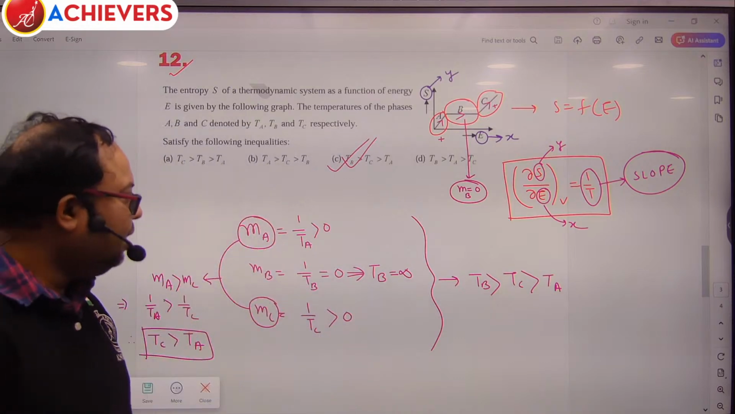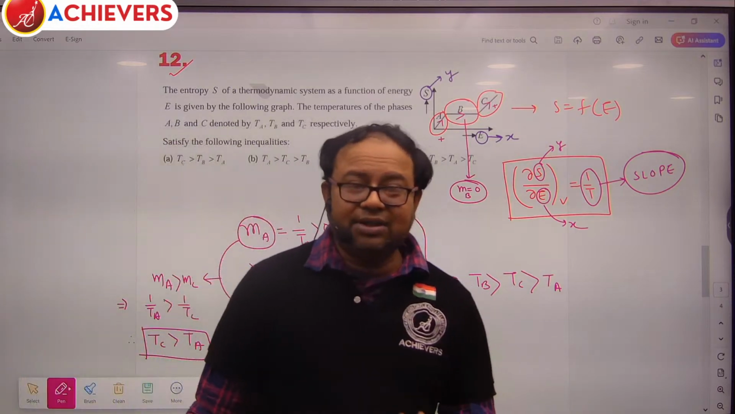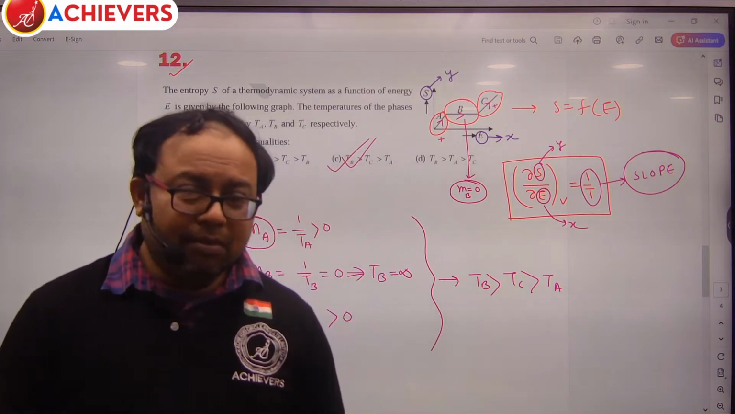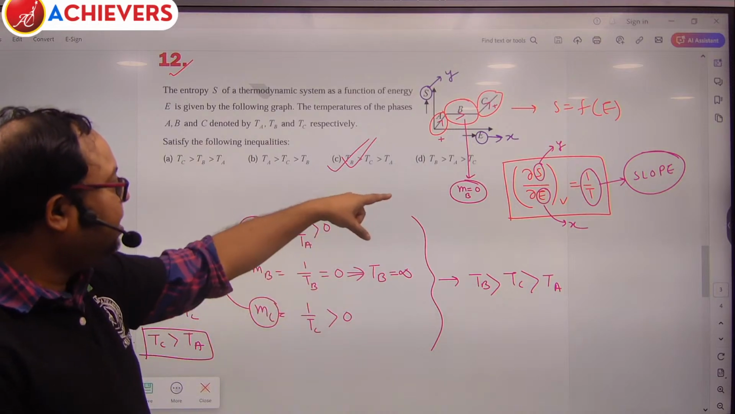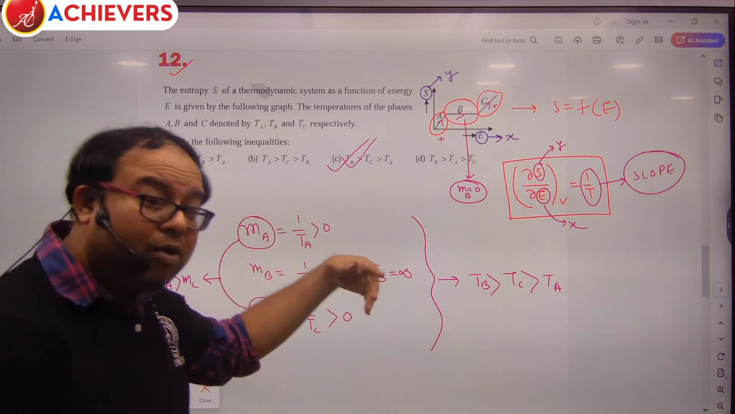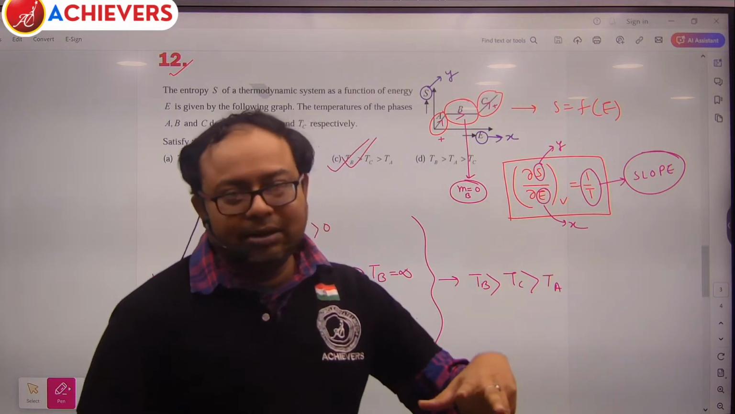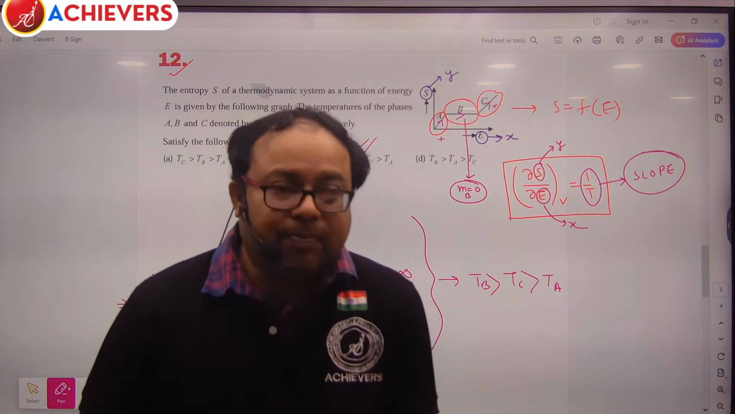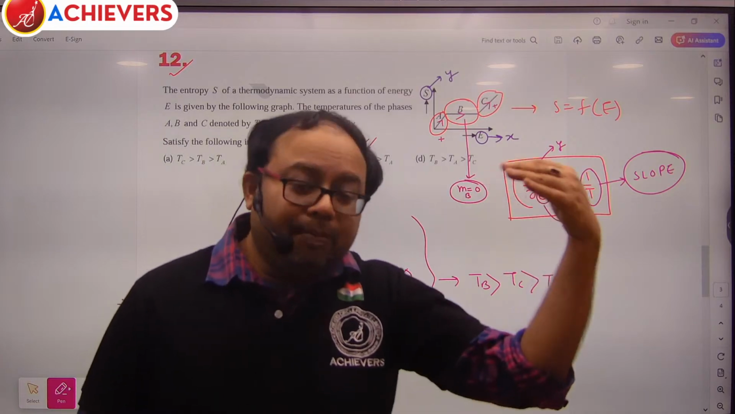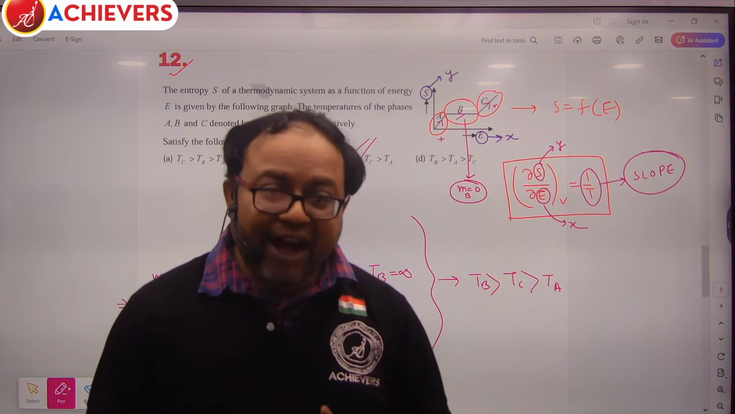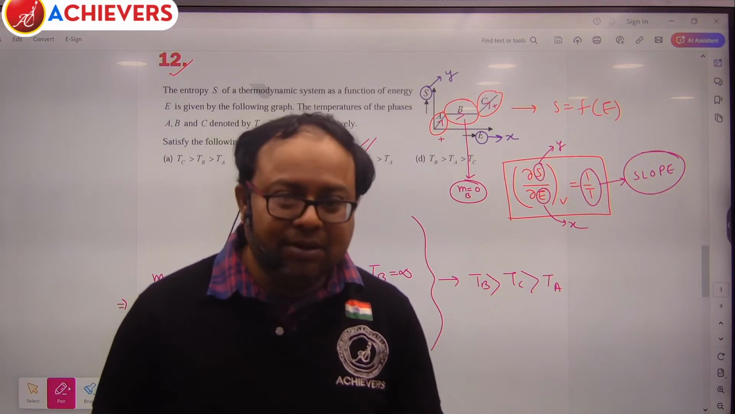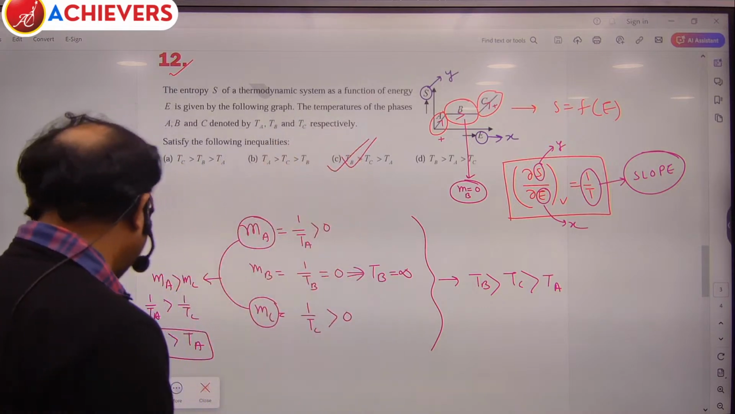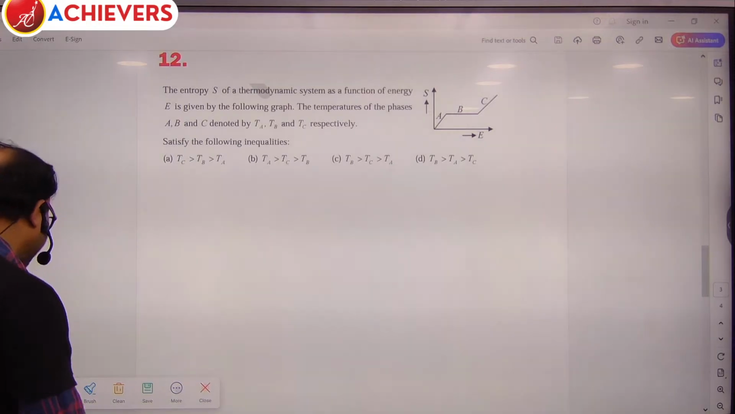Okay. So this is also a very interesting problem. The logic is del S del E at constant V is 1 by T, and where this logic is coming from, I discussed already in the previous problem. We became acquainted with that and we started from that. Okay. Now students, let us move on to a final problem for today's video.